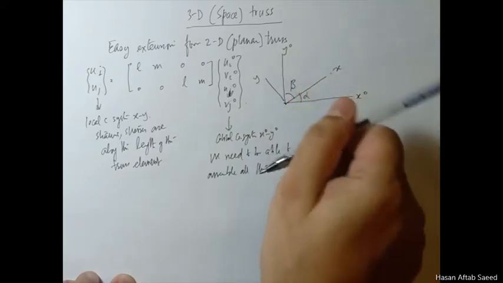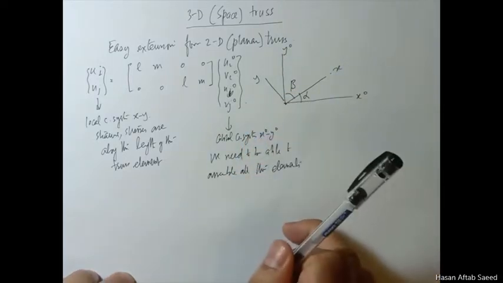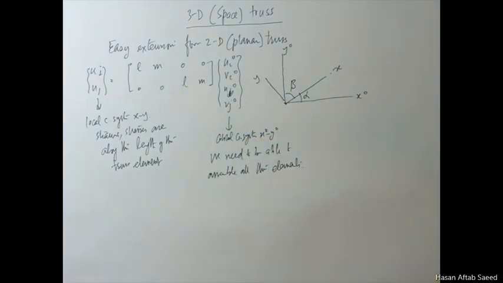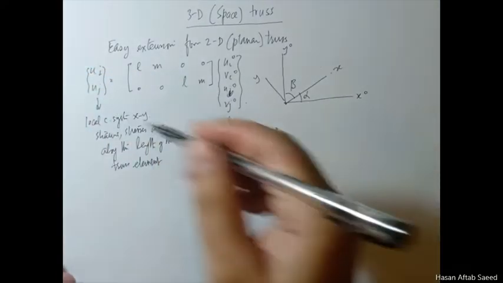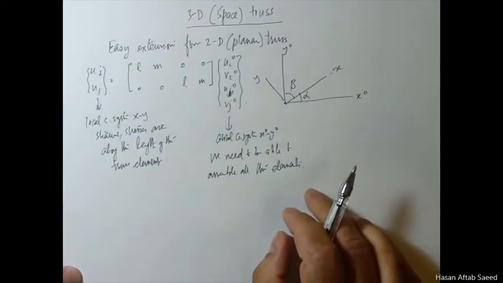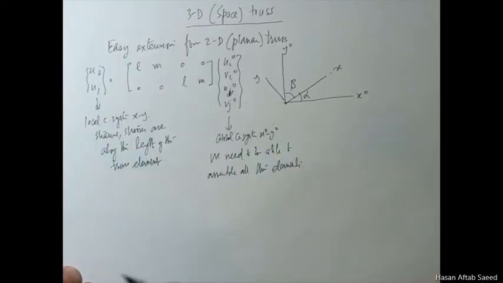Each element will have a different orientation. In order for you to be able to combine them all in one system, you need a global coordinate system. Otherwise, the currency won't match, and there's no way of adding each local equation with the other element, because each will have different orientations.